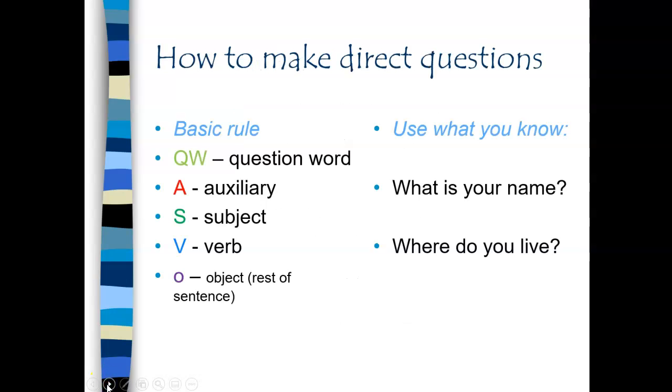Remember that when we make direct questions, we follow a really basic rule that we call quas-vo or quas. It's a question word, auxiliary, subject, verb. So, in other words, you put your auxiliary in front of your subject. I always suggest that you use what you know. You know how to say, what is your name? And here we know that my verb to be goes in front of the subject. Or where do you live? You know that question already. Again, you put the auxiliary in front of the subject.